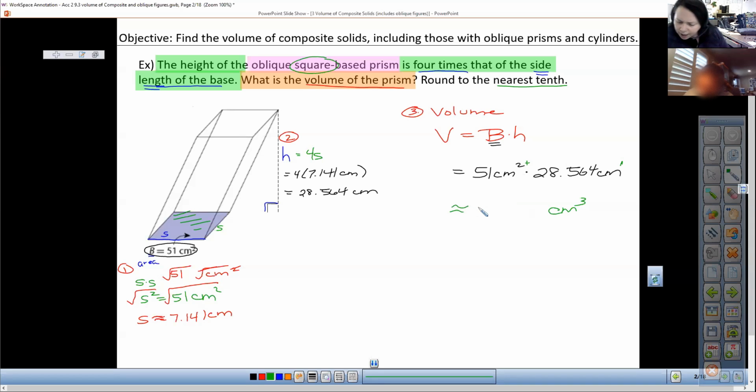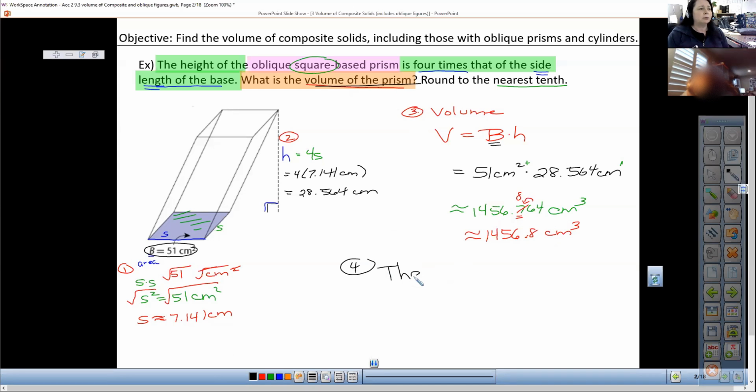So right now I have 1,456.764. My tenth place would be where the 7 is. So I look at the 6 to decide, does the 7 stay a 7 or go up to 8? Remember, any number in that next spot from 5 to 9 means the previous number goes up. So this is going to go up to an 8 this time, giving us about 1,456.8 cubic centimeters.